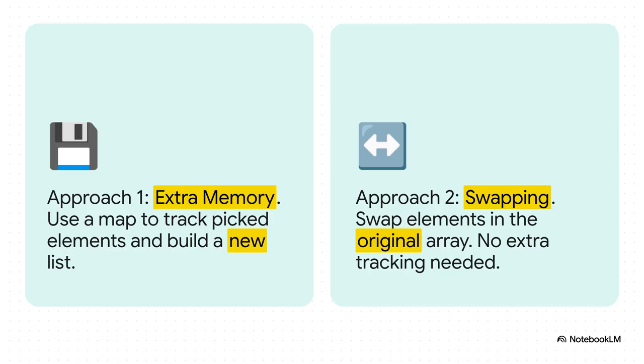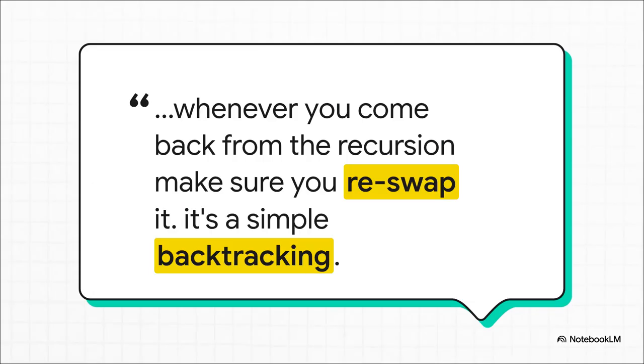And the key to making this work is a really powerful idea called backtracking. And there it is. This right here is the big aha moment of this whole explainer. To explore all the different arrangements, you swap an element into place, you go explore all the possibilities from there. And then, when you come back from that exploration, you swap it back. You undo your choice. And that undoing part? Well, that's the whole essence of backtracking.